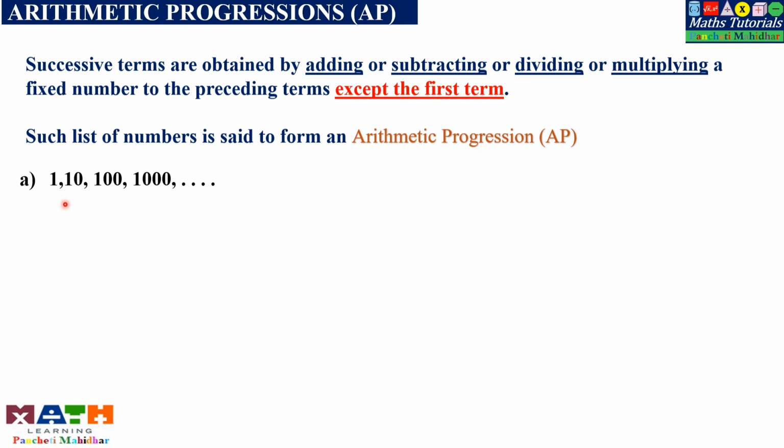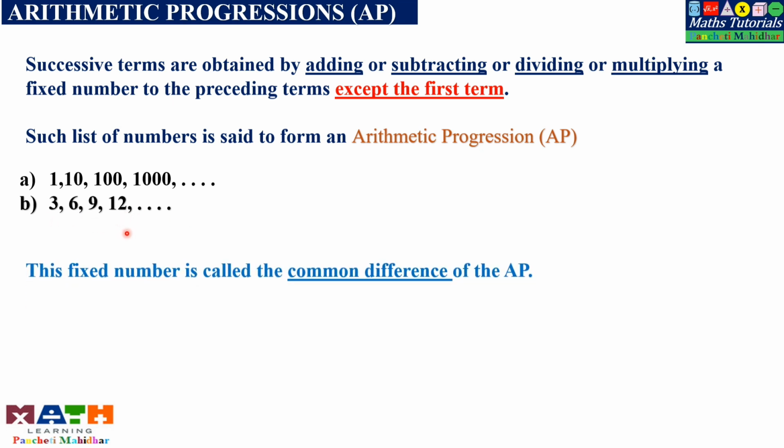Some examples: first term is 1, second is 10. That means 1 into 10 is 10. Third term is 100, so 10 into 10 is 100. 100 into 10 is 1000, and so on. Second expression, multiples of 3. 3 ones are 3, this is the first term. 3 twos are 6, 3 threes are 9, 3 fours are 12, 3 fives are 15, and so on.